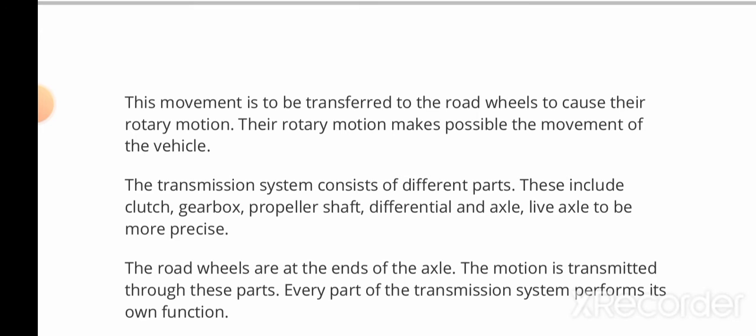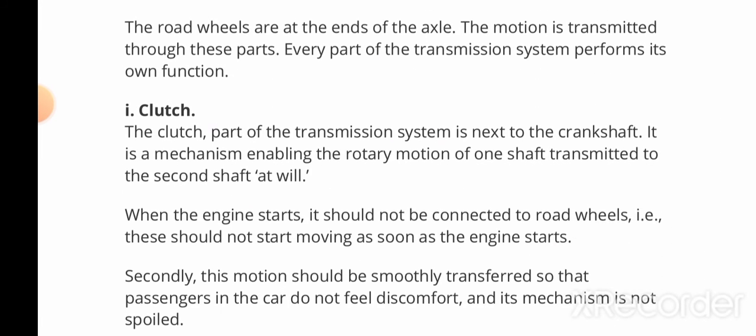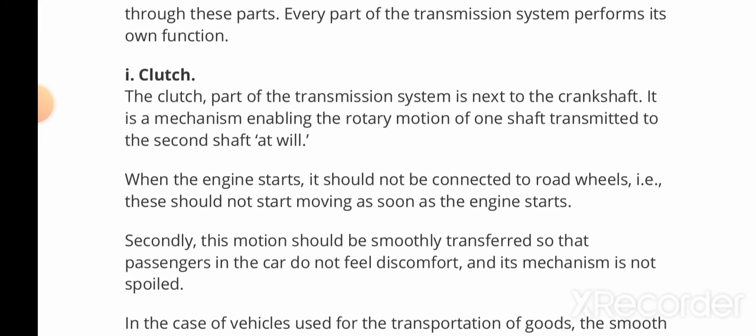The transmission system consists of different parts. These include clutch, gearbox, propeller shaft, differential and axles, live axles to be more precise, as I explained in the above topic. So let's come to the topic of the clutch.